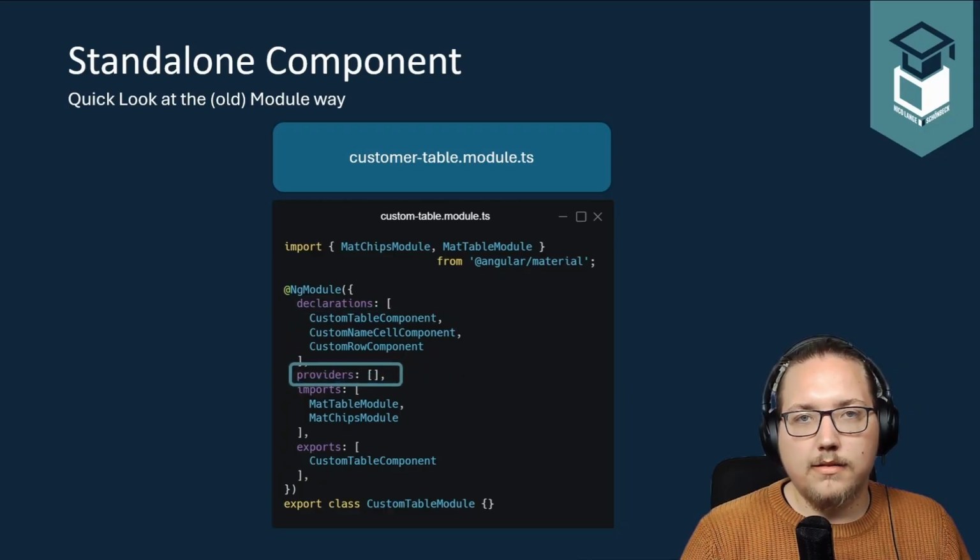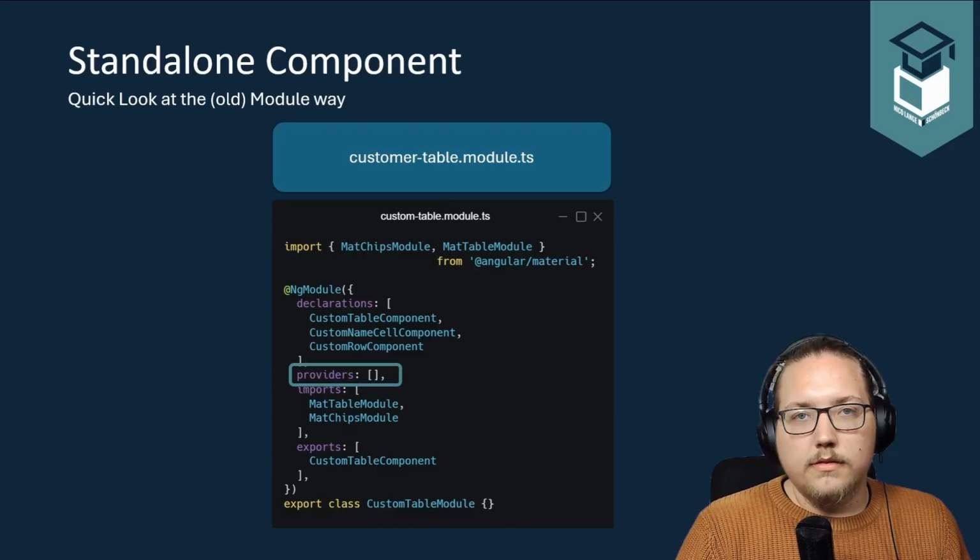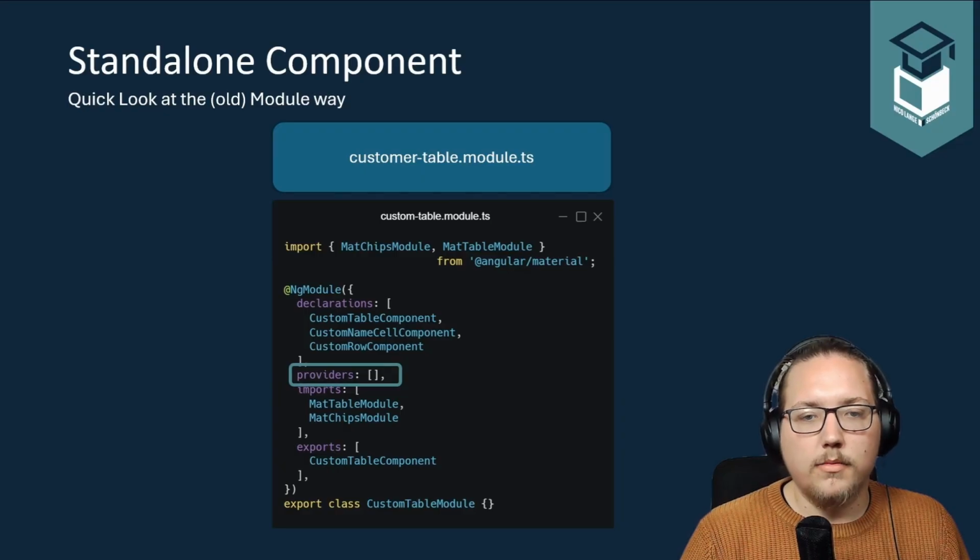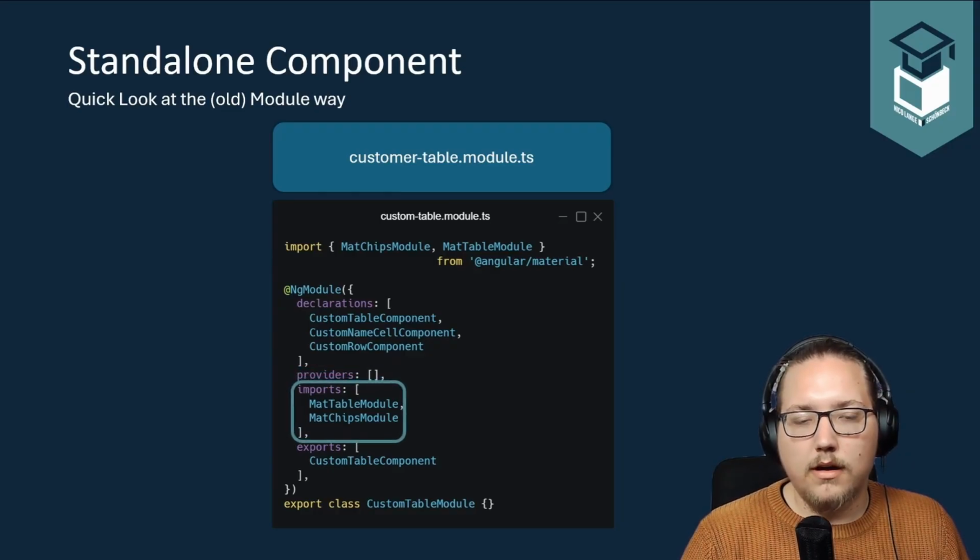Then we have a provider section. The provider section defines services or provides them, which means every component you're defining in the declarations from now on will use that service instance. That's important if you have a service that, for example, handles data, and the custom table should share that data between the different components. We have an imports part where you're defining modules.